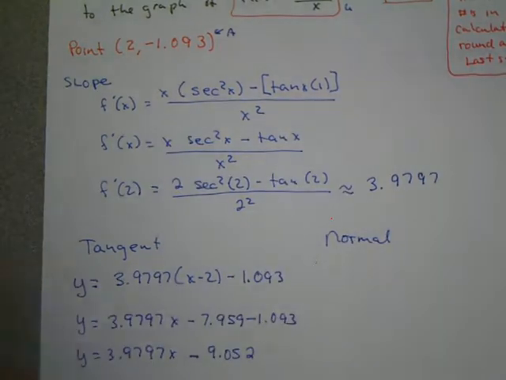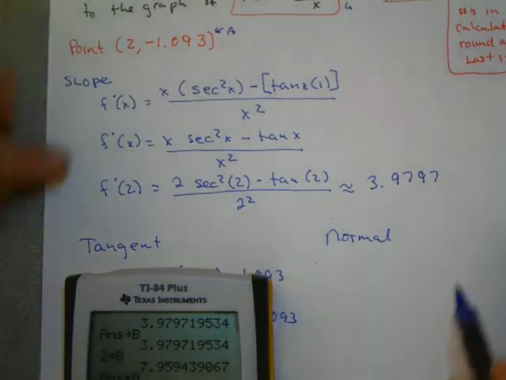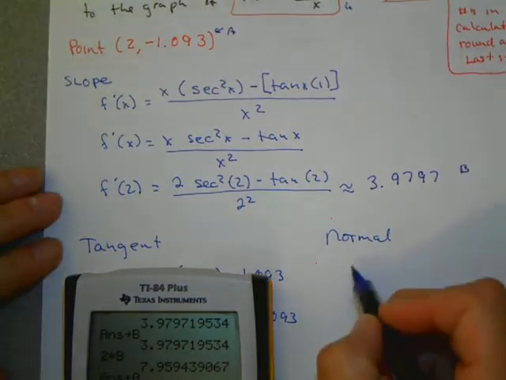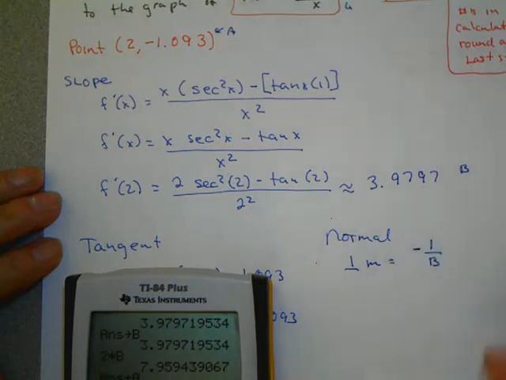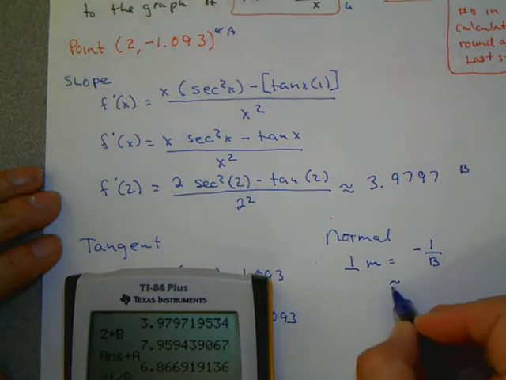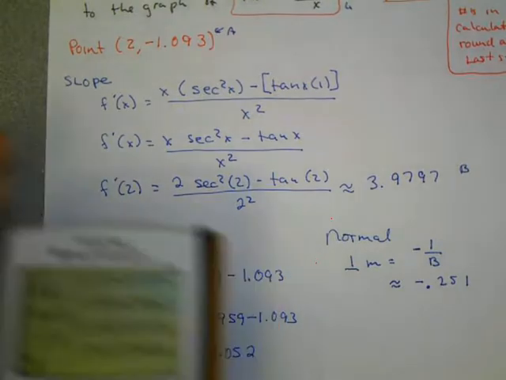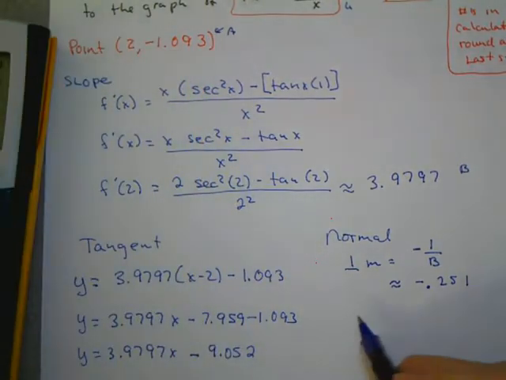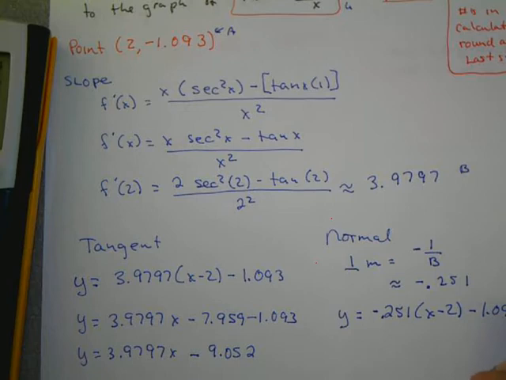Now, for the normal line, I need to find my perpendicular slope. I stored my slope as b, so I know the perpendicular slope is the opposite reciprocal, so it's negative 1 over b, so I can say negative 1 divided by b, and I know the perpendicular slope is about negative 0.251. So now when I write this equation, I'll write y equals negative 0.251 times x minus 2 minus 1.093.